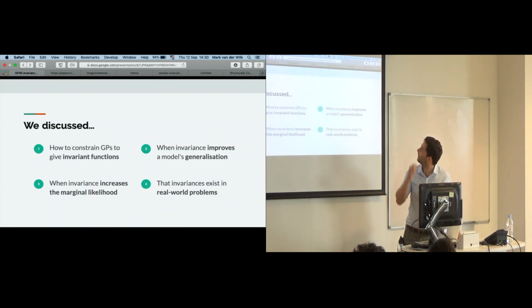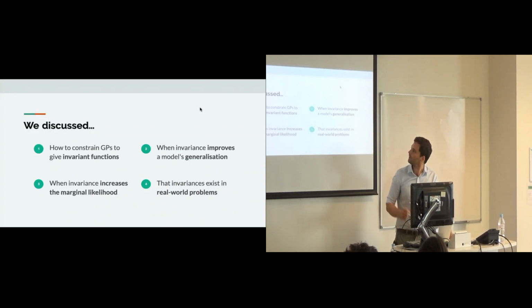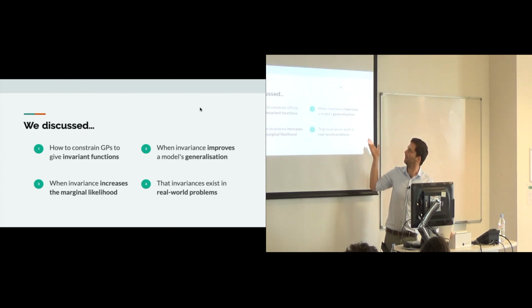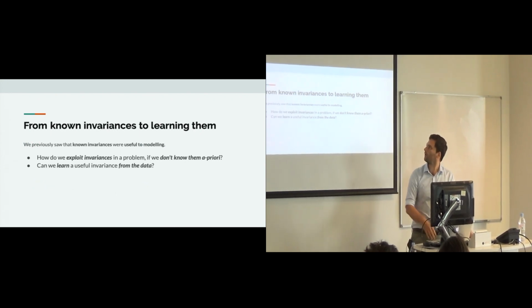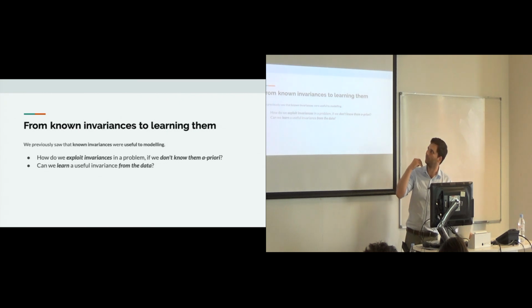Just a quick recap of what T spoke about. Essentially, T spoke about how to construct Gaussian processes, which are distributions over functions, that are invariant, where the invariances help improve the model's generalization, i.e. when the problem we're trying to address has similar structure, and when the invariance increases the marginal likelihood. T showed that invariances exist in real-world problems. So I want to go from known invariances to figuring out what invariances exist in a given data set that we don't know very much about.